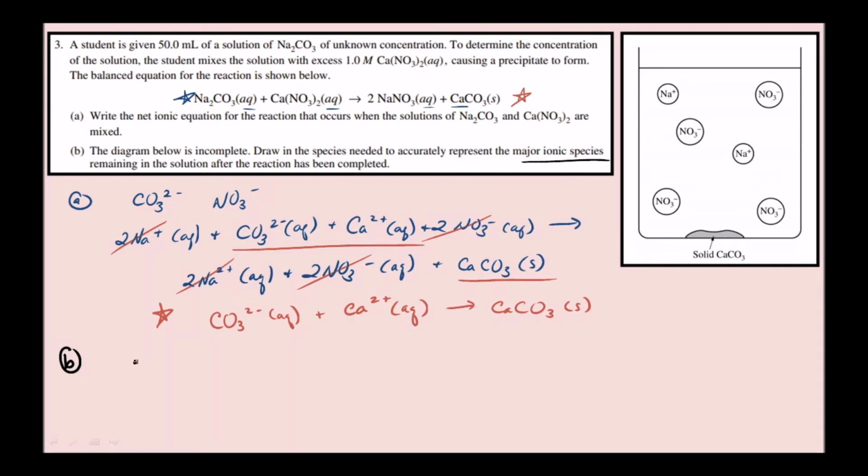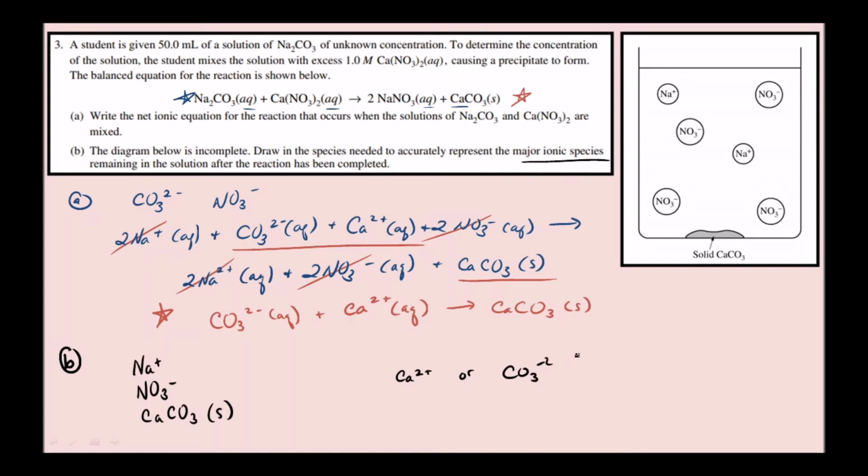So if we look at the diagram, we see that we have sodium cation and nitrate anion present, and also solid calcium carbonate. That's the precipitate that has formed at the bottom of the container. So all of those are shown, but we're missing a major ionic species after the reaction has been completed. The calcium ions and the carbonate ions precipitate out as calcium carbonate. The only possible species that we would need to add to this solution would be a calcium cation or a carbonate anion. So let's look at what they told us.